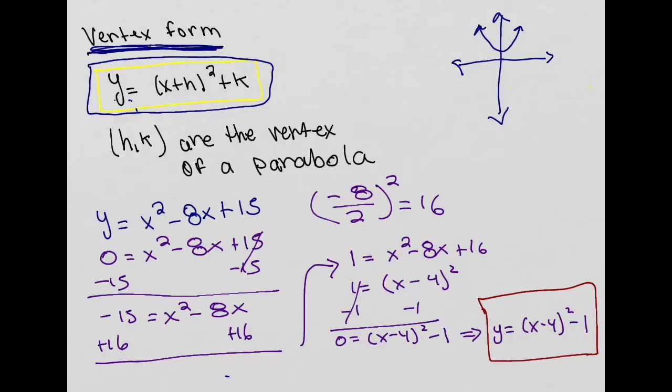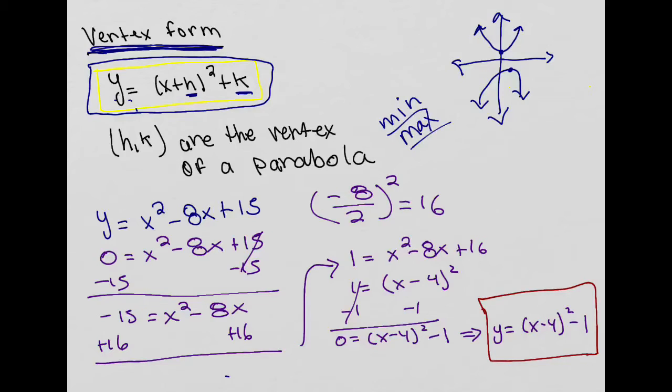Instead of having 0 here, we're going to have a y. So it's y equals (x plus h) squared plus k. The h and the k are the vertex of the parabola. That is just the minimum or the max. Oops, I wrote that wrong. The min or the max of the parabola, the lowest point or the highest point. And we'll learn more about that later.